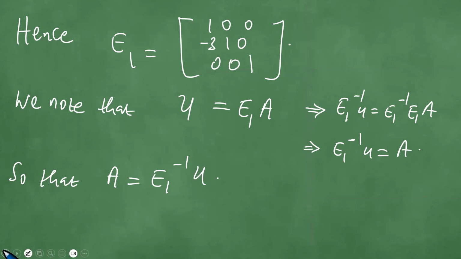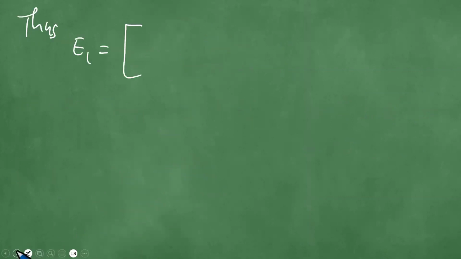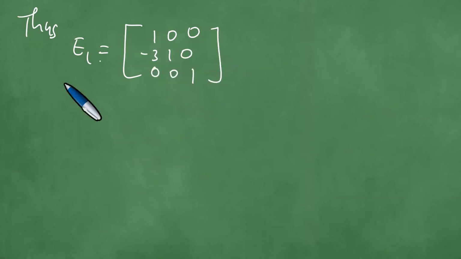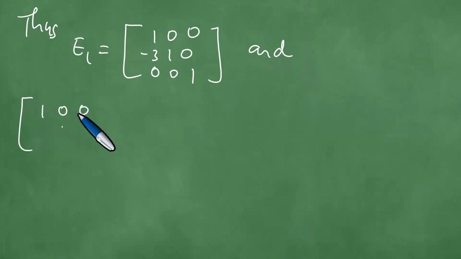Right, so now we have the following. Let's consider this particular elementary matrix E1, which is [1, 0, 0; -3, 1, 0; 0, 0, 1]. So that's E1. And we proceed to attempt to find the inverse of this.